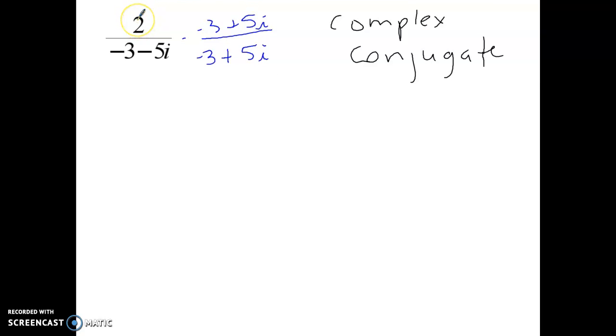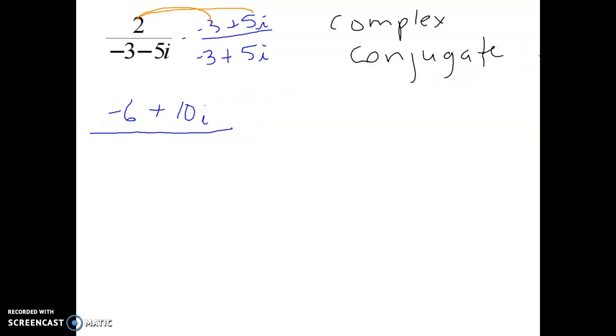In the numerator, what do I need to do with the 2? Right, I need to distribute to both of those. You don't have to have like terms to multiply, only to add and subtract. So 2 times negative 3, negative 6. 2 times 5i is 10i.